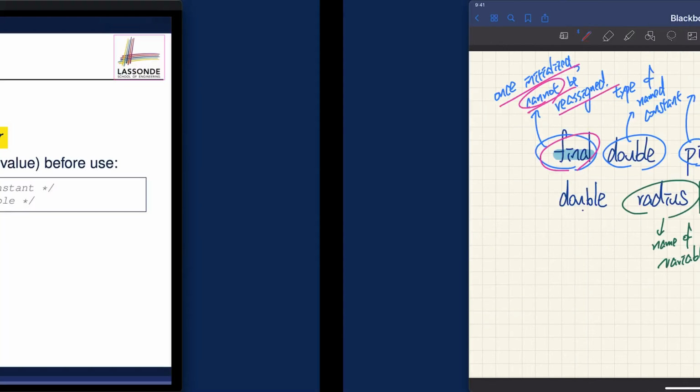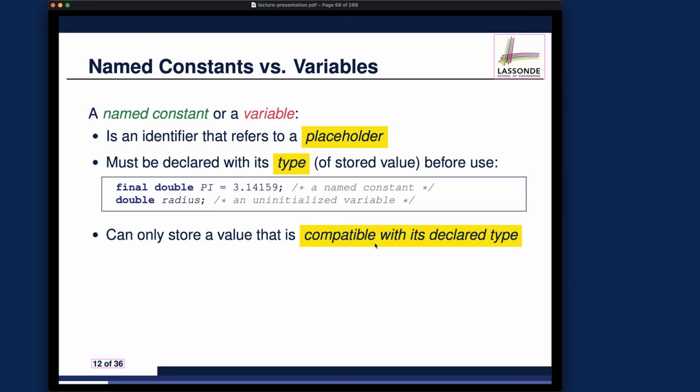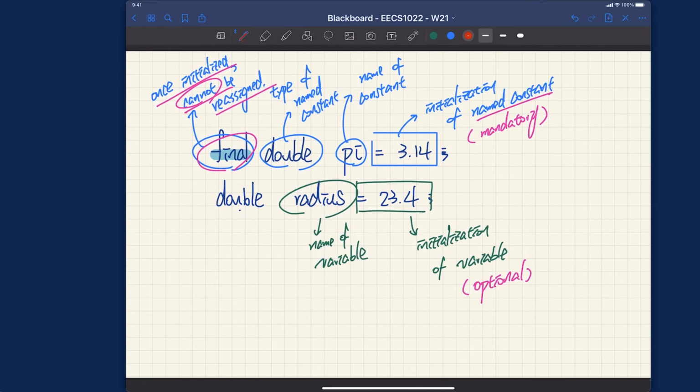Okay, let me go back here, and the slide simply just summarize what I just said. Okay, so you can only store value that is compatible with its declared type. So what I meant was over here you can see I declare, for example, pi to be of type double and radius to be of type double. So now what initial value can I put? I can only put double value over here.